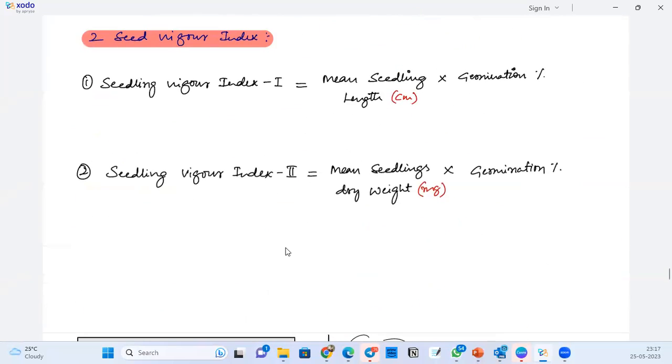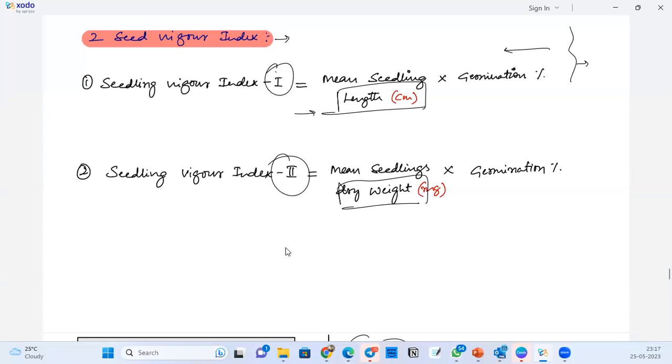There are two formulas, two indices, called vigor index 1 and 2. Vigor index 1 is calculated using the seedling length, how long the seedlings are growing, and based on that we can assess the vigor. It is mean seedling length into germination percentage. Vigor index 2 is based on the dry weight; we use the seedling dry weight to assess the vigor. They might ask you directly the formula for these two different vigor indices, so just try to remember them.